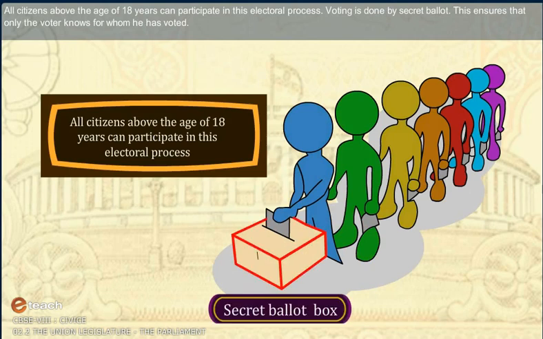All citizens above the age of 18 years can participate in this electoral process. Voting is done by secret ballot. This ensures that only the voter knows for whom he has voted.